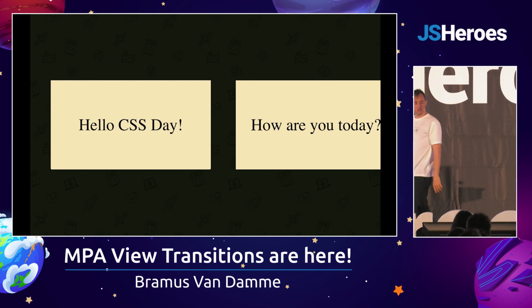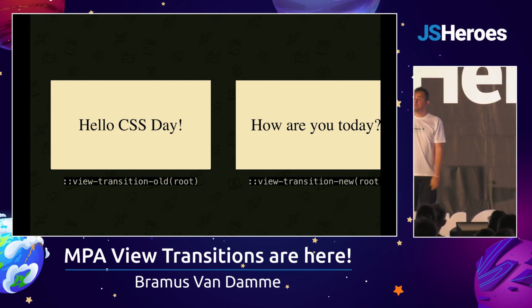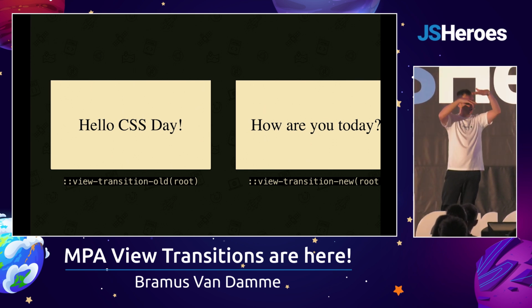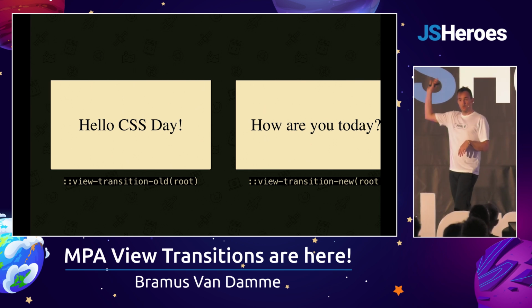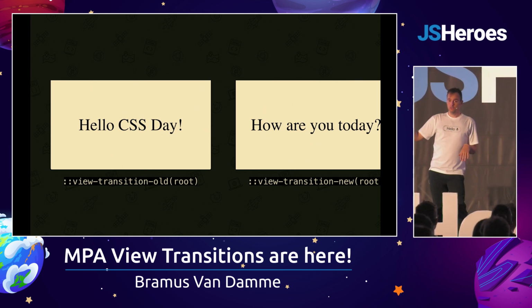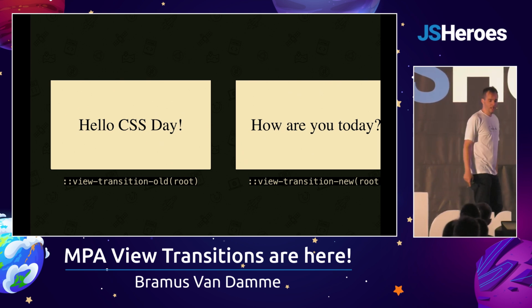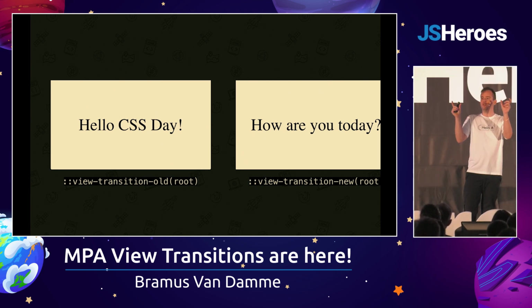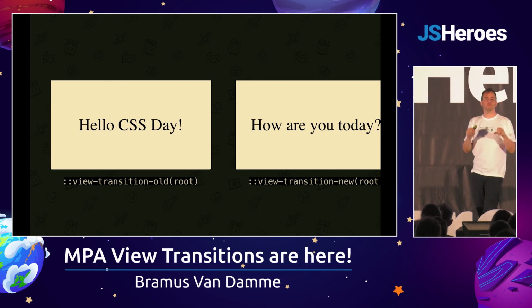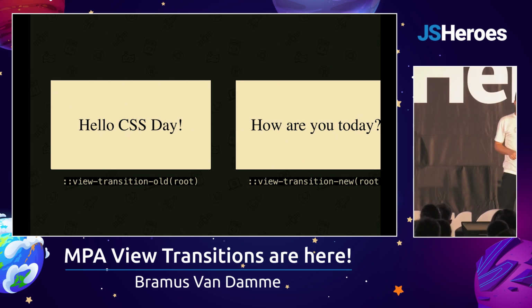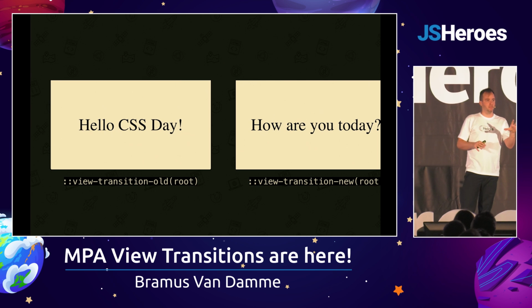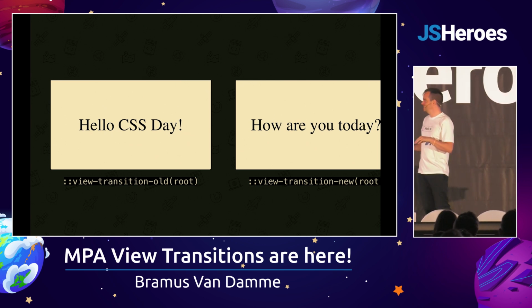Well, the browser says, you know what, I'm going to give them a name, and I'm going to render them in pseudo-elements on top of your document. The old one is named view-transition-old pseudo-element, and the new one is named view-transition-new, of course. And there in between the parentheses, you see root. Well, that was the name that was used to capture it. So that's like an extra identifier, because later on I will tell you that you can capture multiple elements on a page.